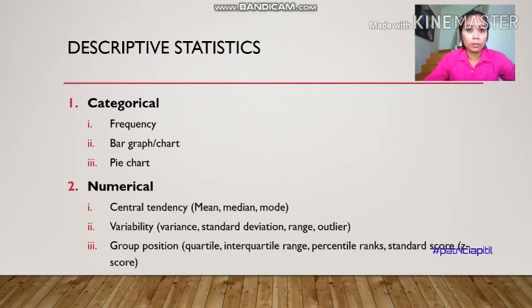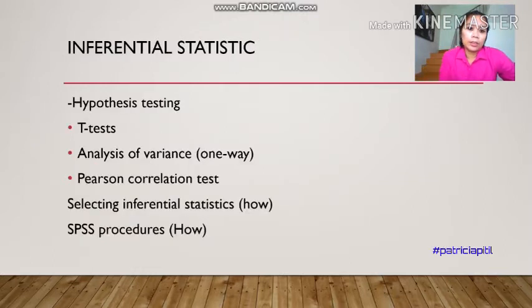Okay, if you read journals and research results, and they indicate numbers or percentages, that means it is descriptive data that they are presenting to reflect the results of the research. Okay, right. The second one is inferential statistics.